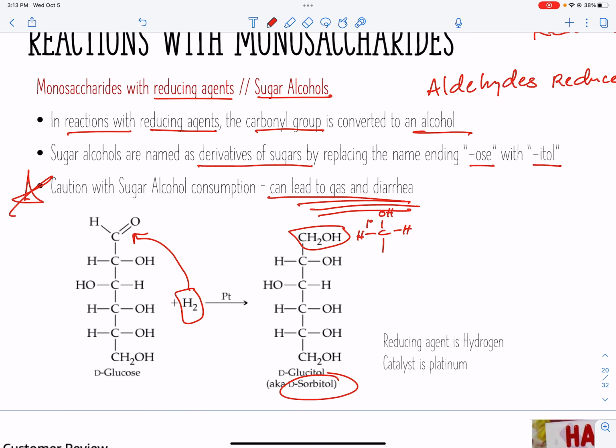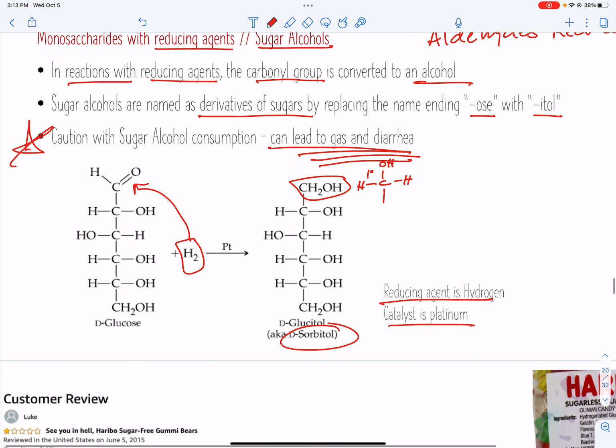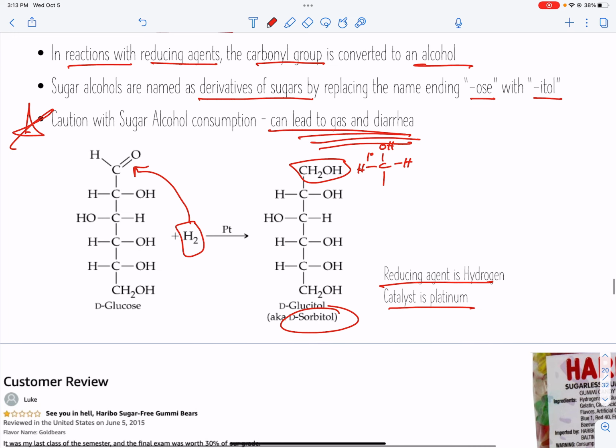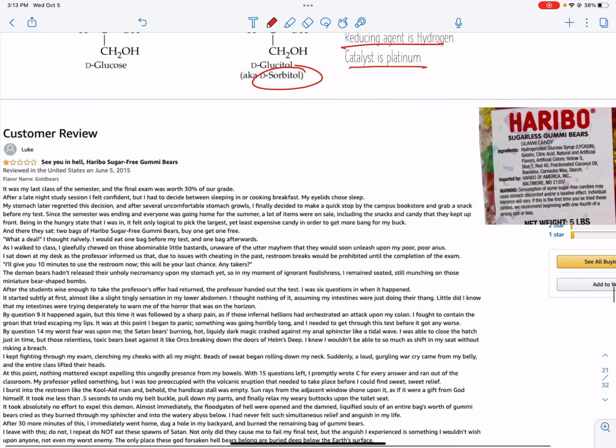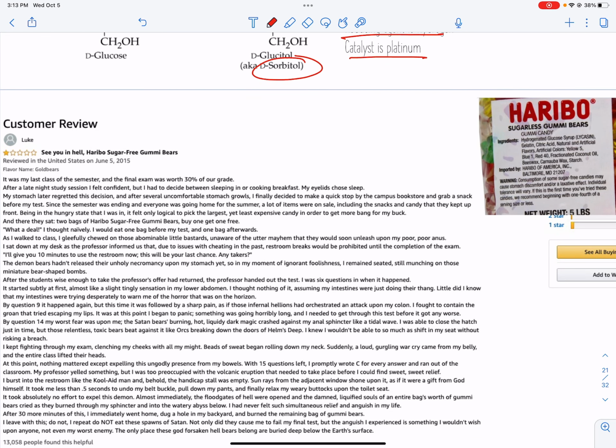The reducing agent is hydrogen with a platinum catalyst, and then you get your sugar alcohol. Now, if you don't believe me, this is actually quite a big deal. The sugar-free stuff is quite a big deal, especially for people who are diabetic. They still need options for desserts.